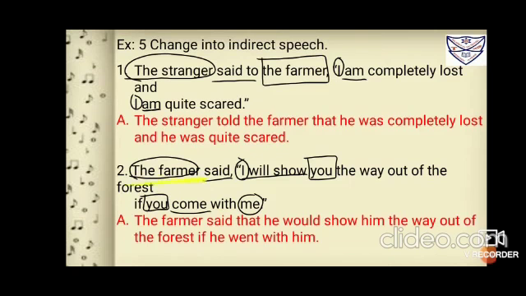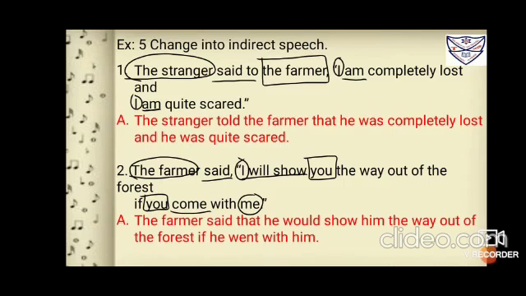Number 2: the farmer said, "I'll show you the way out of the forest if you come with me." So the reporting verb is "said". Now you have to go for the reported verb. The reported verb is "will show". It's a modal, so "will" changes to "would". And then next it is "come". "Come" is a simple present tense, so you have to change it to simple past tense.